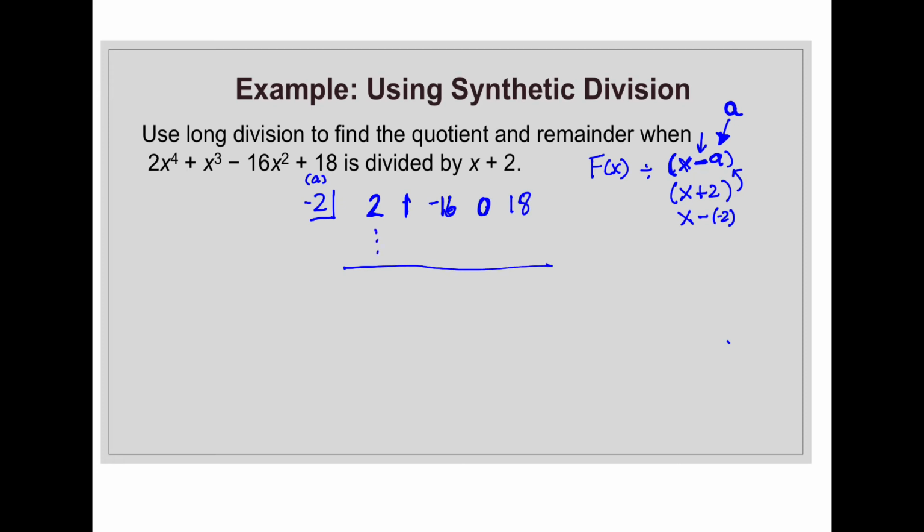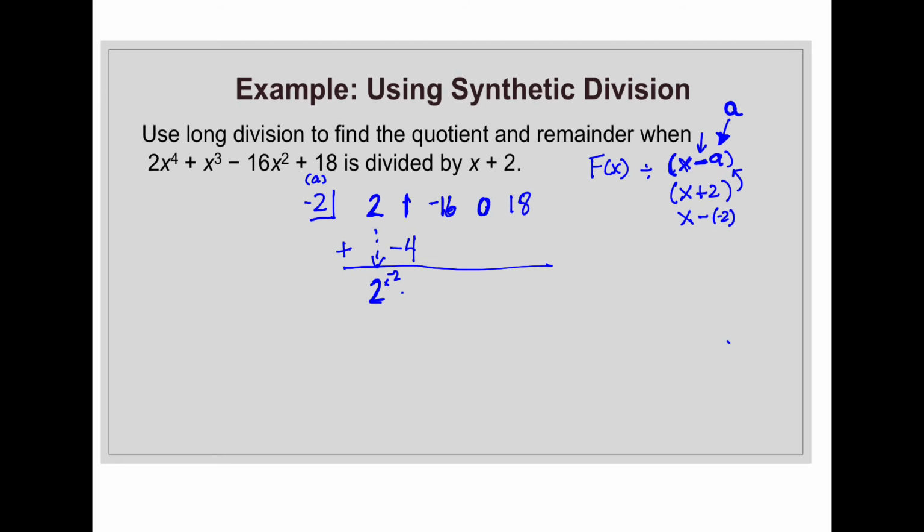And the first thing that we bring down is the 2. Our starting point, we're going to bring that down. And for what we do with this, we're going to multiply it by my divisor there, negative 2. So 2 times negative 2 is negative 4. And so I put that right below the next number. Then we're going to add straight down. So addition. Great. We love that.